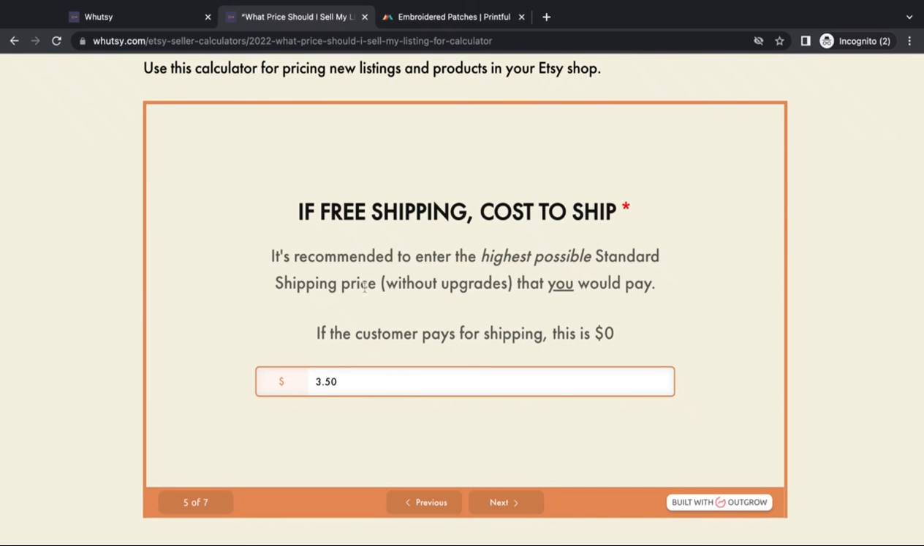Now, upgrades are not included in this because if a customer does upgrade, even if you have a free shipping guarantee, then they do pay that difference. It's just for the standard shipping price. Okay, so we're going to continue on.